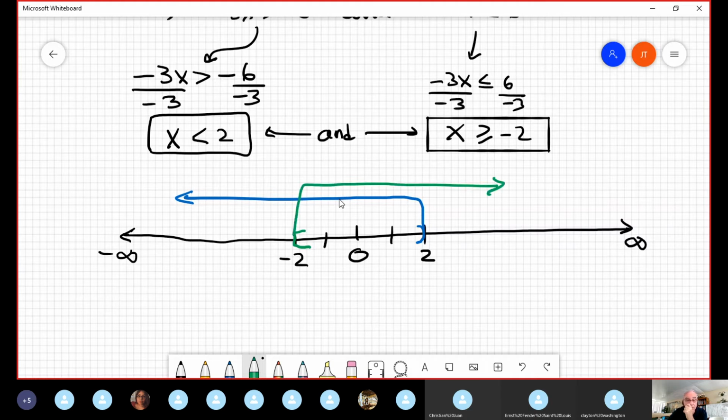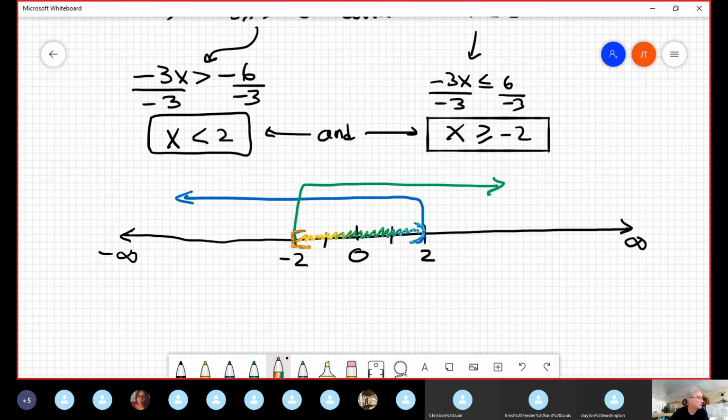Okay, now ready. What is the common part? It's obvious that the common part is the intersection. Intersection is the part that both intervals, the green interval and the blue interval, share. It's obvious that the answer is the bracket here, and you highlight the part that represents the solution.